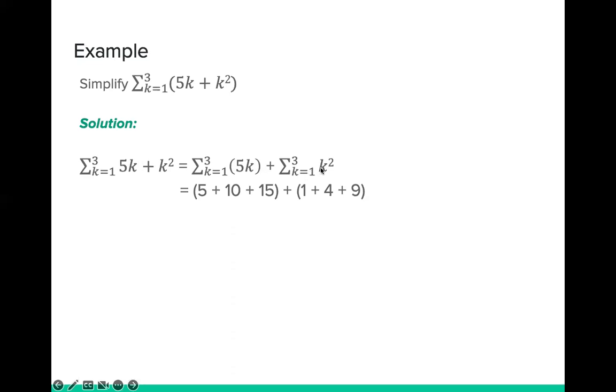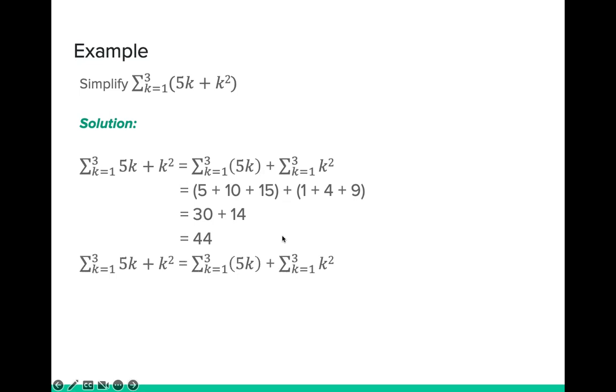So if k is equal to 1, that will be 1 squared. That will result to 1. If k is equal to 2, that will be 2 squared. That will be equal to 4. If k is equal to 3, that will be 3 squared, which will be equal to 9. So then this will result to 44.